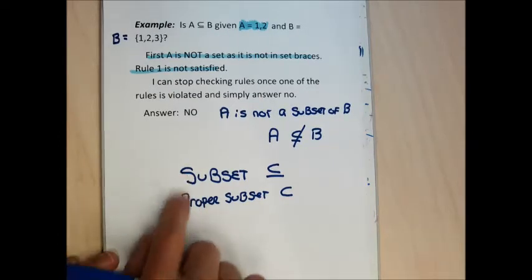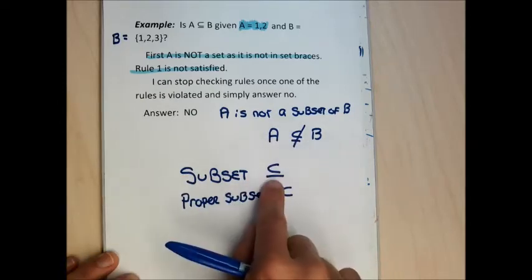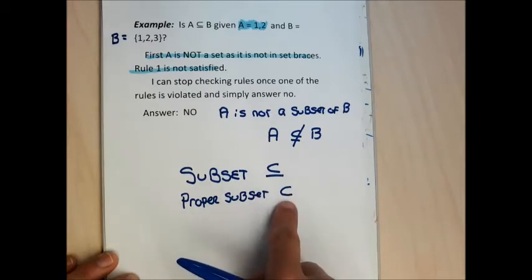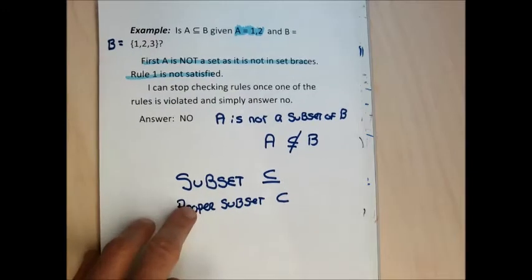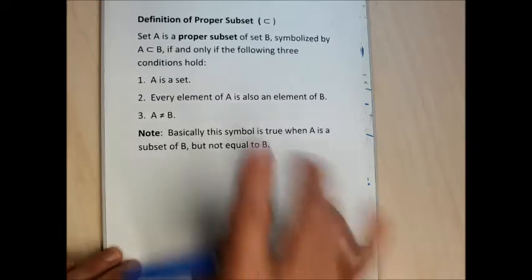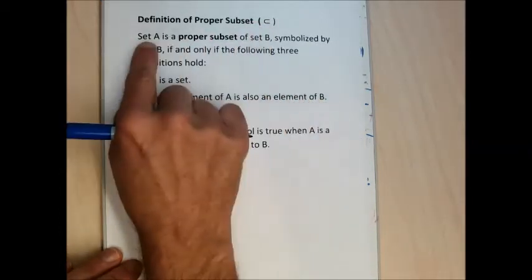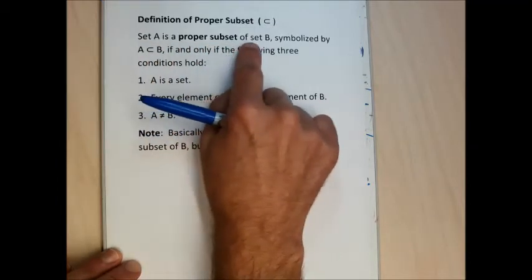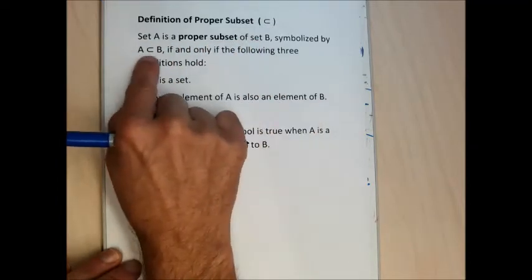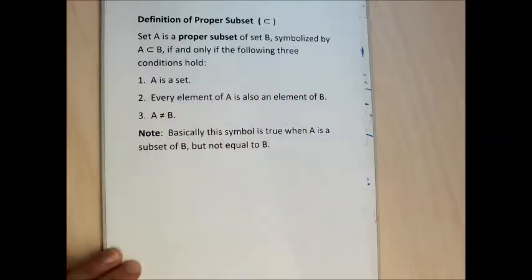The big difference between subsets and proper subsets: A can be a subset of B if it's equal or contained. A can only be a proper subset of B if it's not equal but it's contained. That's the big difference between the definitions. So on the next page here, I typed up a definition of a proper subset, given the symbol without the equal sign. We say A is a proper subset of B, symbolized this way, if and only if these 3 conditions hold.